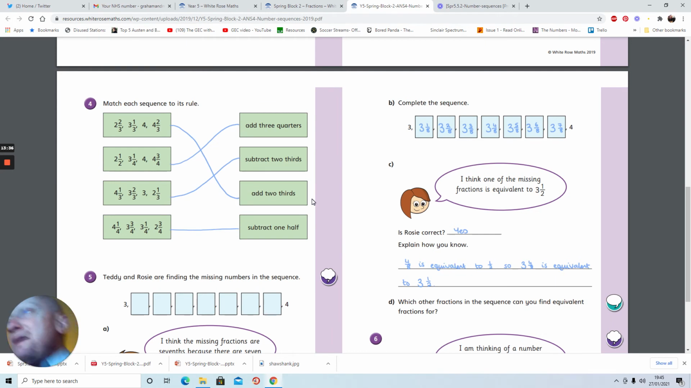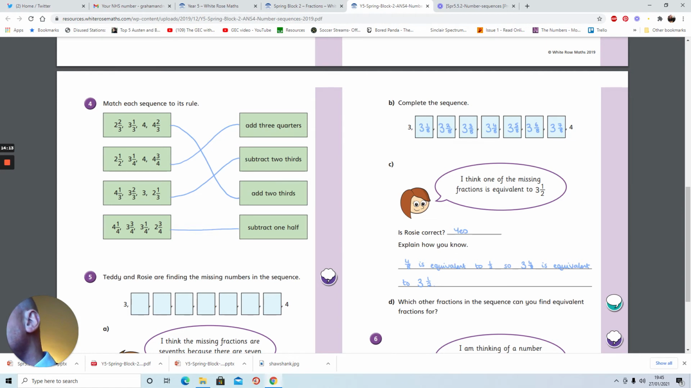Alright, next one. Match each sequence to its rule. So we look at this and we say, right, 2 and 2/3, 3 and 1/3, 4, 4 and 2/3, sorry. Okay, so each time you need to look at this and say, okay, actually if we look at this, the jump between there and there, it's quite hard for us to understand. You might be able to do it from there. Actually, it's easier to look at these two numbers here and say, right, what is the jump from 4 to 4 and 2/3? And of course they've added 2/3, so draw a line, there we go, to add 2/3.